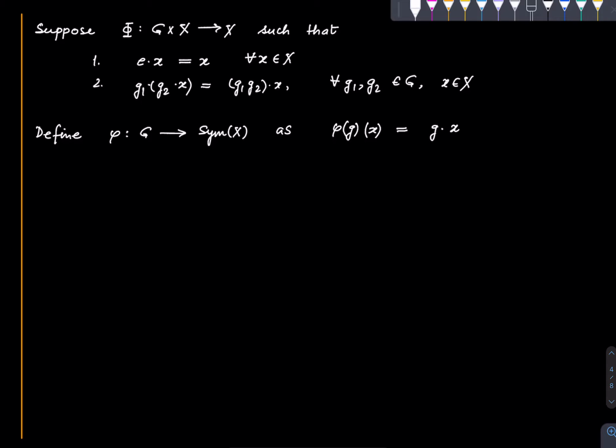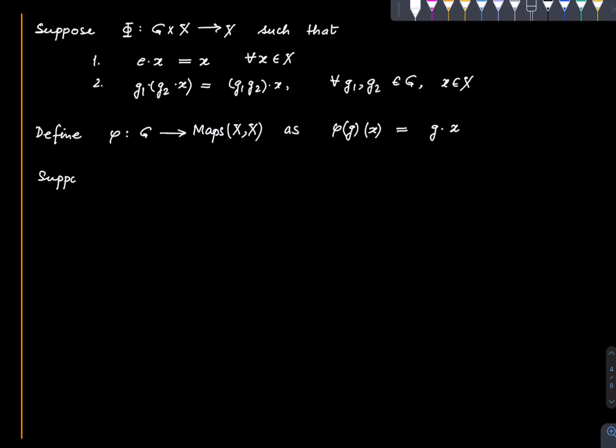And therefore we have defined a new map phi. Now it is not clear that it indeed lands inside Sym X. As of now, it is only landing inside maps from X to X. That much is clear. Phi g takes an element of X and produces an element of X. So definitely it's a map from X to X. But we need to show that this is actually a bijection. So why is it a bijection?